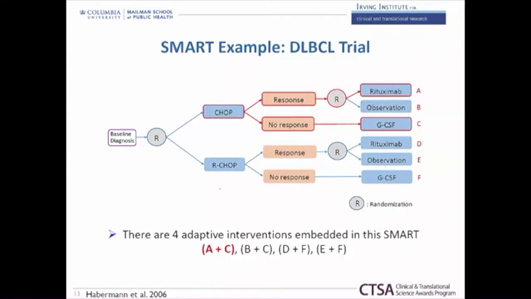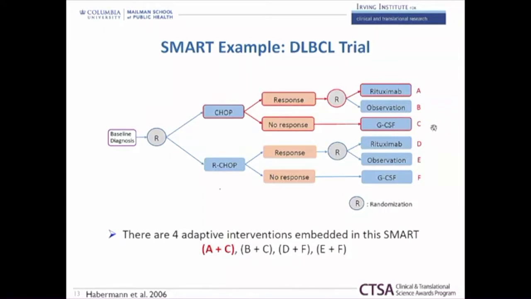For example, we can identify another adaptive intervention by giving people CHOP at stage 1, observation at stage 2 if the patient responds, and GCSF at stage 2 if the patient fails to respond. If you look at the design diagram, we can see both these two adaptive strategies actually share the same treatment sequence, which is sequence C here.